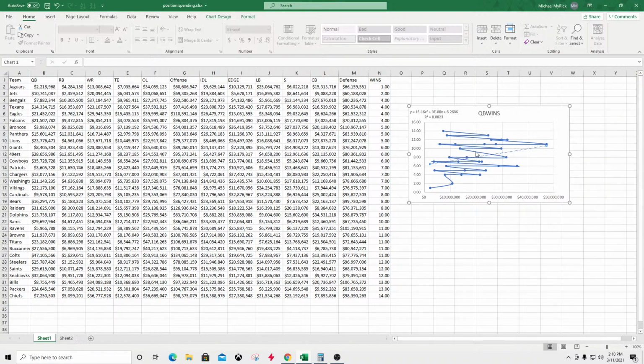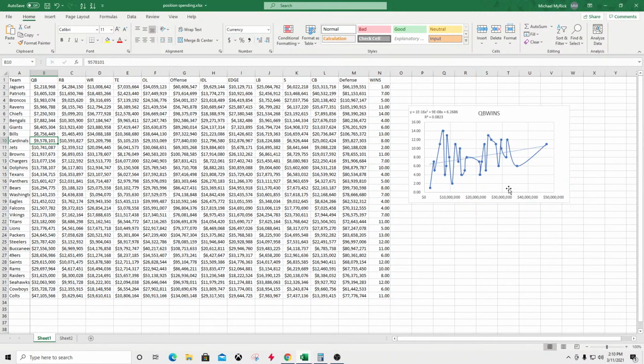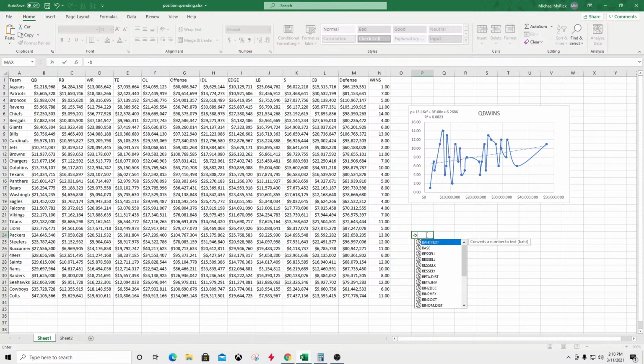All right, and so interesting information already, which I didn't predict, is that basically this says the more money you spend on the quarterback, the better it gets. And in fact, the formula is negative B.